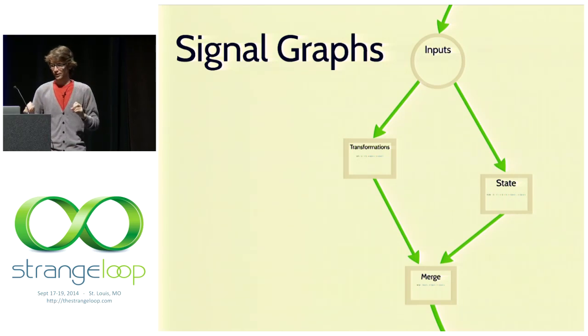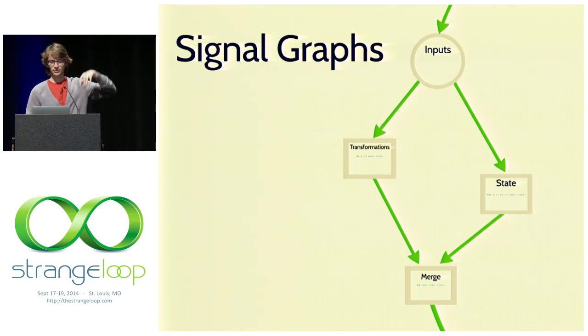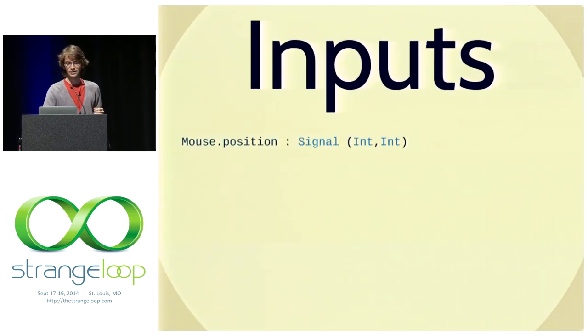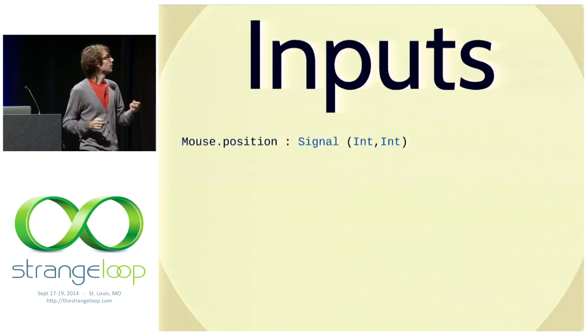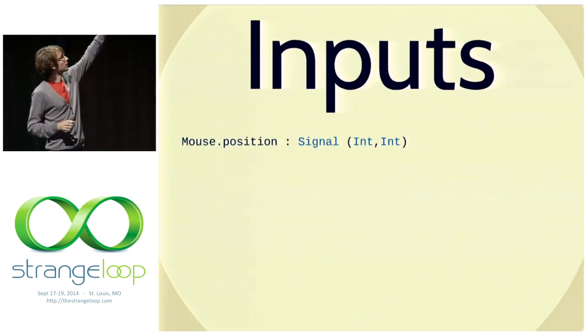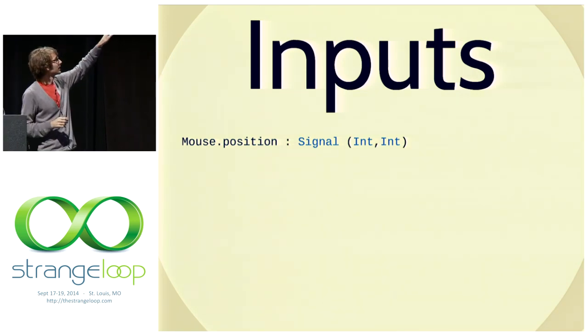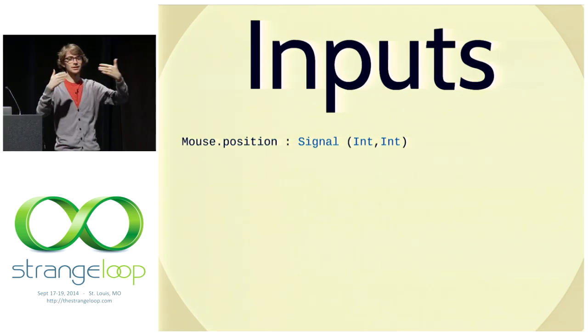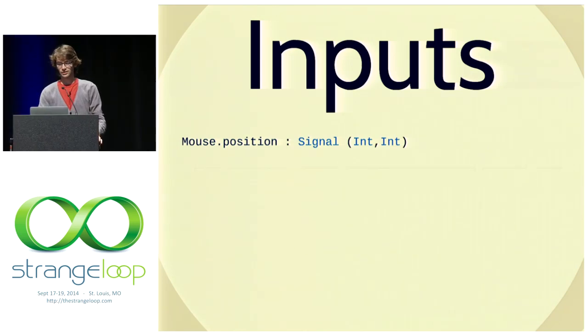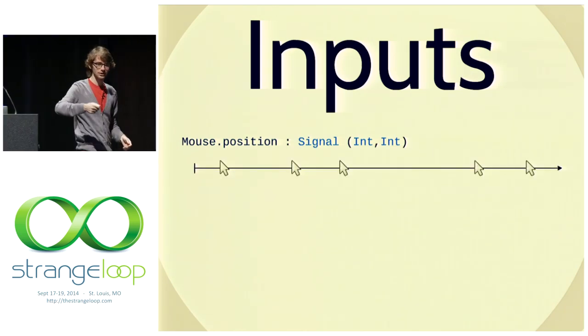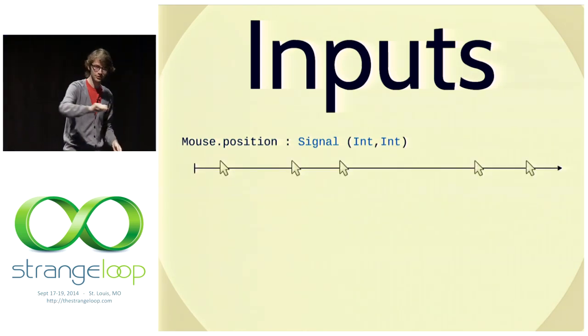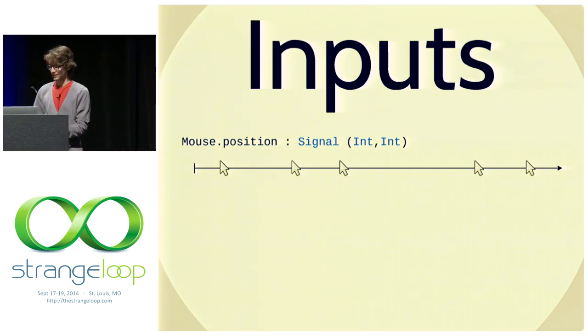The key part of a signal graph is that it has inputs from the world. These are things like mouse.position. And if you look at the type of this, that colon means has type. And it's not just a pair of integers, but a signal of pairs of integers. So it's a mouse position that's changing over time. As you move your mouse, that value is updating.